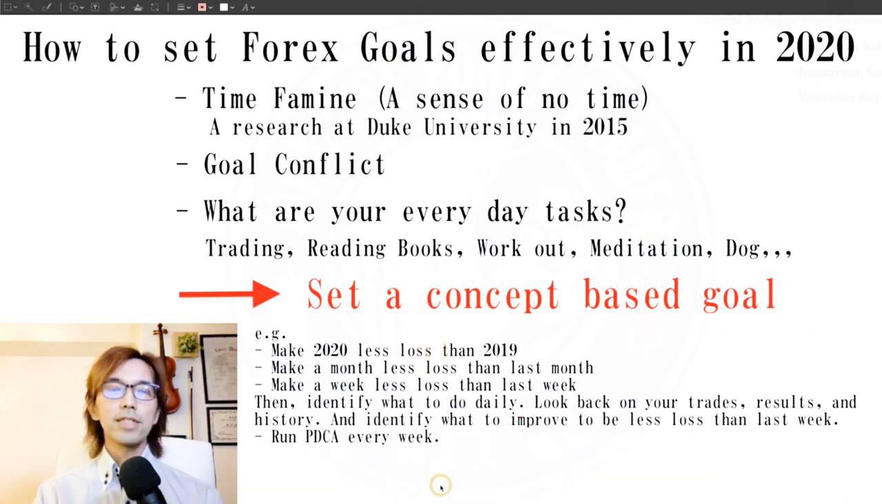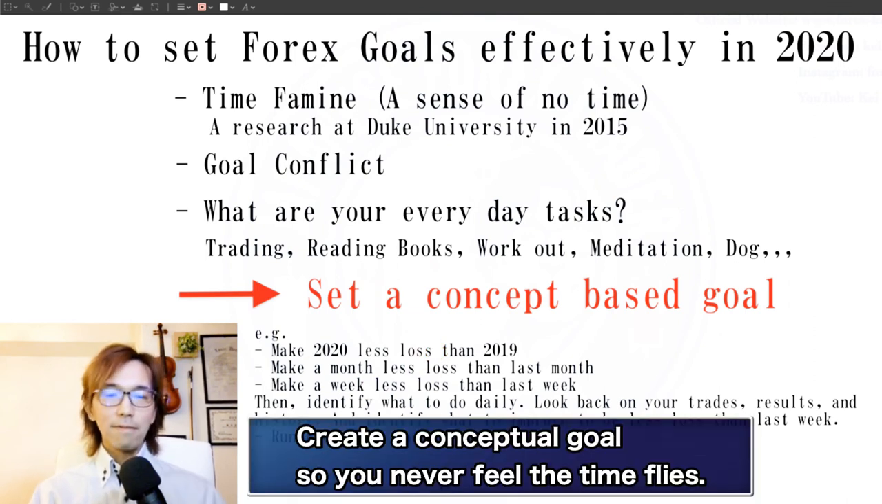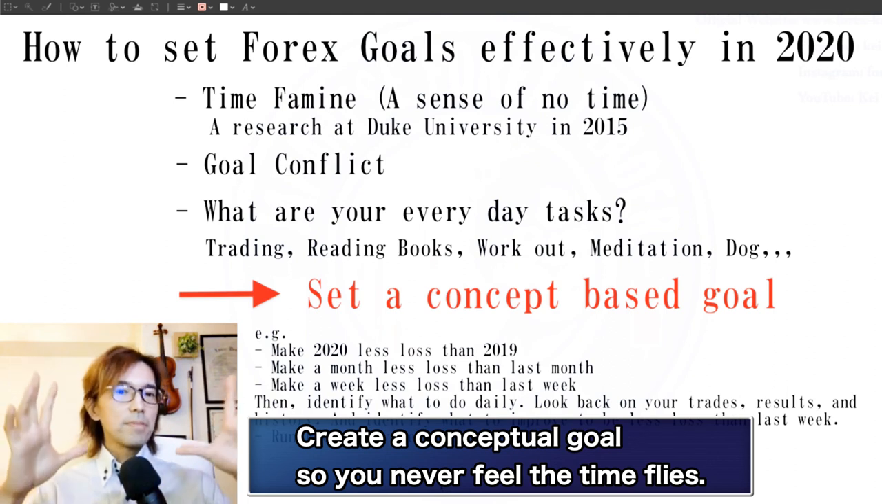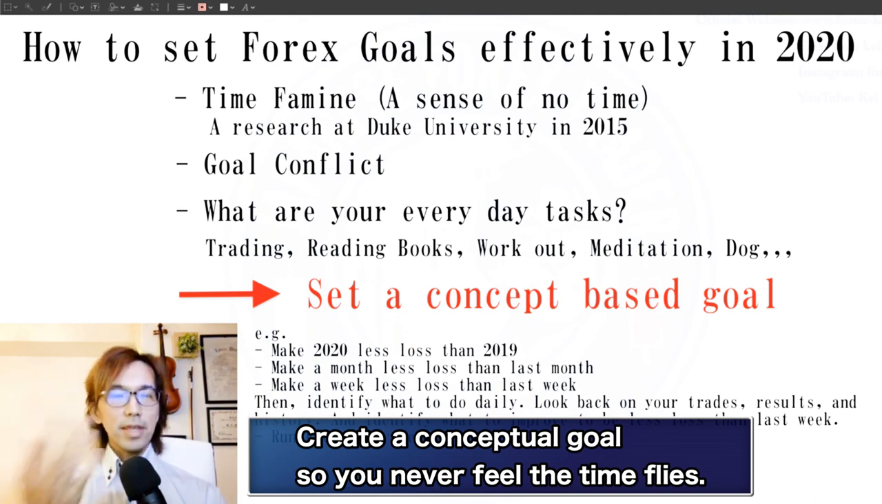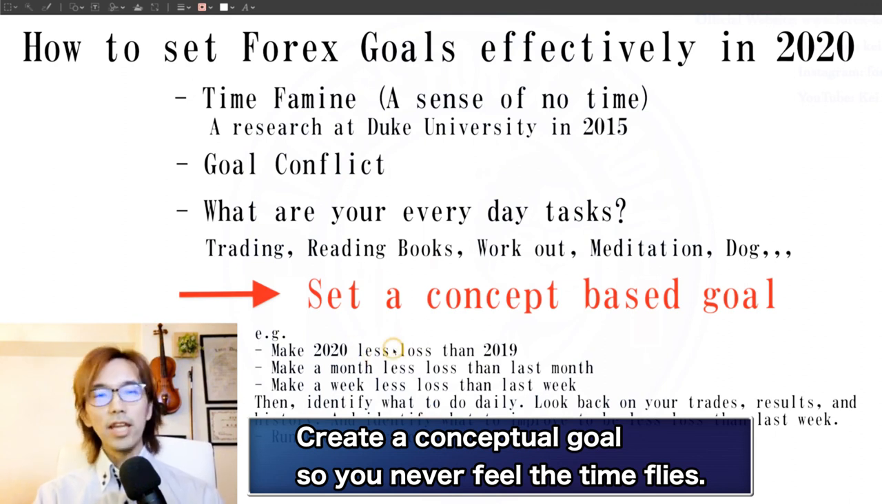And if you do this, then you never feel that time flies, because your goal is conceptual, right? You're not really focusing on the task to do. Your concept is a goal, basically. By thinking like this, your goal setting can be effective this year. So you can put this less loss into any words, like make 2020 more profit than last year, right? You can do that too.